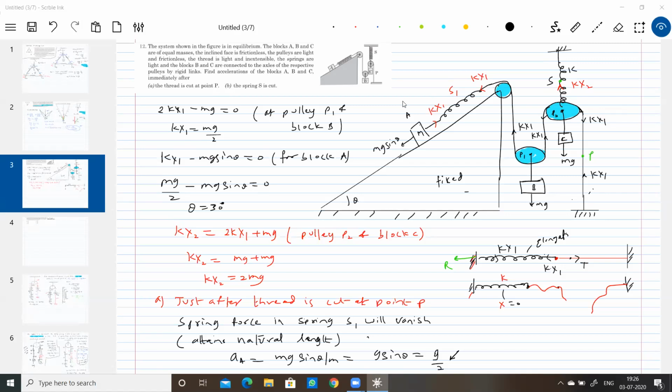Acceleration of block B, anybody? Sir, it will go with acceleration g downwards. Equal to g, sir, downward, no? Yes. Because acceleration of B is what? mg by m. So it should be g downward. What about similarly C? Zero.